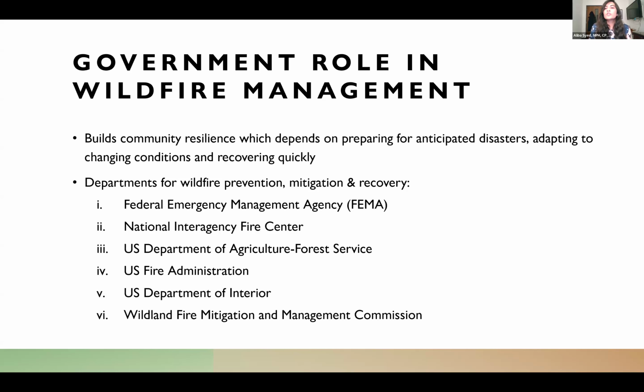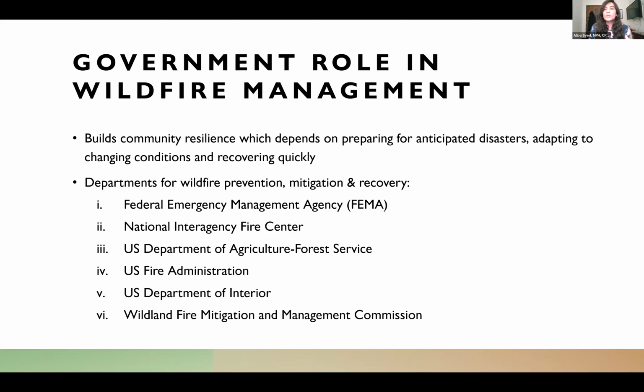recovery: Federal Emergency Management Agency, or FEMA for short, National Interagency Fire Center, U.S. Department of Agriculture Forest Service, U.S. Fire Administration, U.S. Department of Interior and Wildland Fire Mitigation and Management Commission.